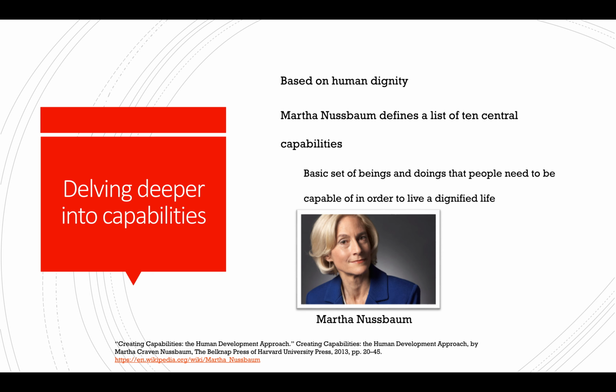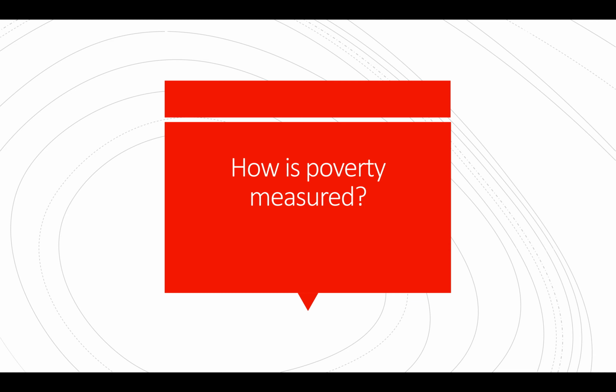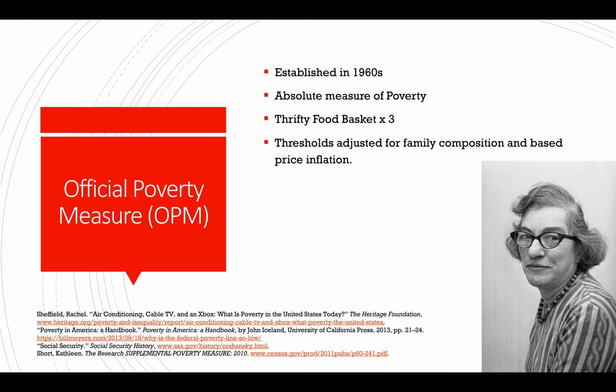So if we define poverty to be a situation in which people are deprived of basic capabilities due to insufficient economic resources, we can more holistically encompass aspects of poverty. Now let's talk about the existing measures of poverty. The official poverty measure, OPM, was developed in the 1960s by Molly Orshansky, an economist and statistician. It aimed to judge the needs of the poor and set poverty thresholds which determined who in the country would be categorized as experiencing poverty.